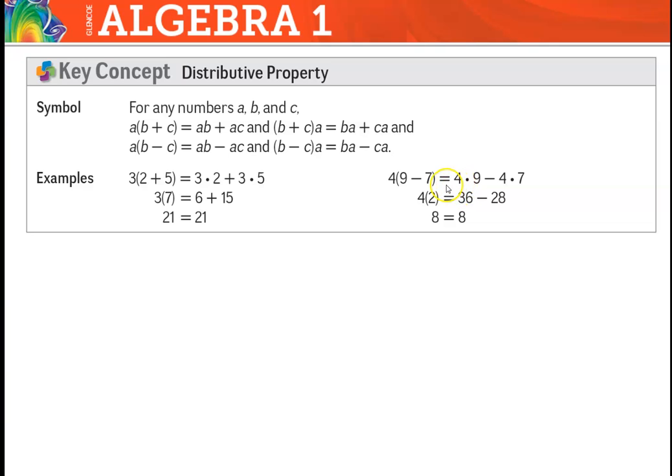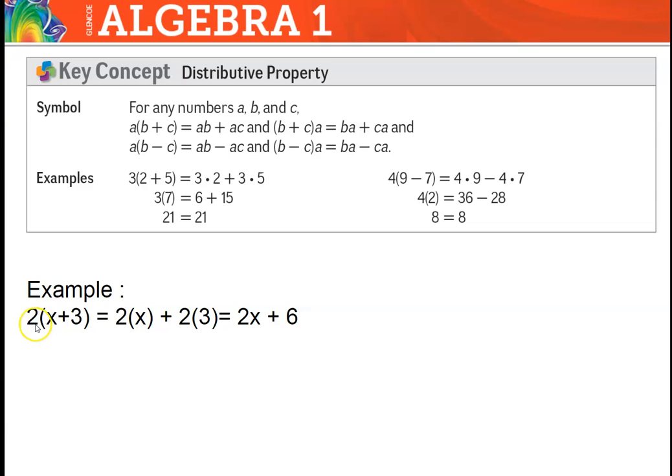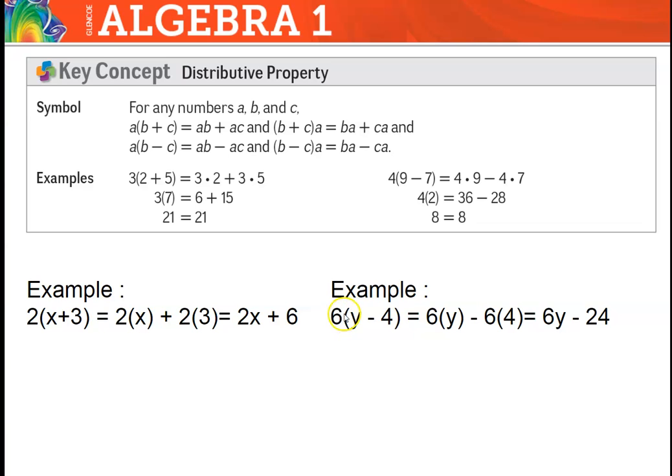Now, that's nice for the whole numbers, but what I really want you to see is the algebraic expression. So, for instance, here, get this example down, 2 times, in parentheses, x plus 3. Well, that's going to be 2 times x plus 2 times 3. Okay, when you simplify that, 2 times x is simply 2x, and 2 times 3 is 6. Another example would be 6 times, in parentheses, y minus 4. Well, of course, that's going to be 6 times y minus 6 times 4. 6 times y is 6y, 6 times 4, -24.